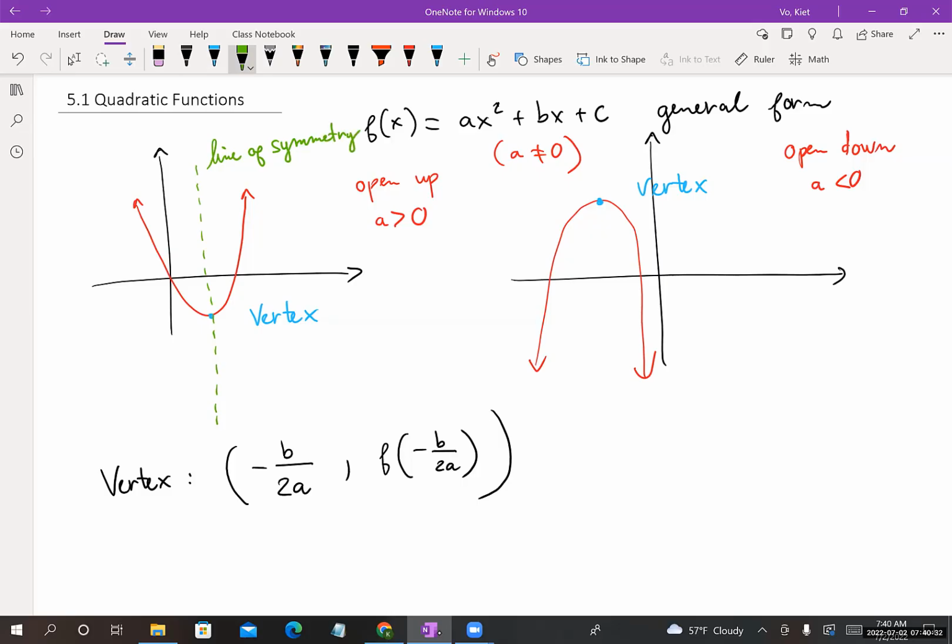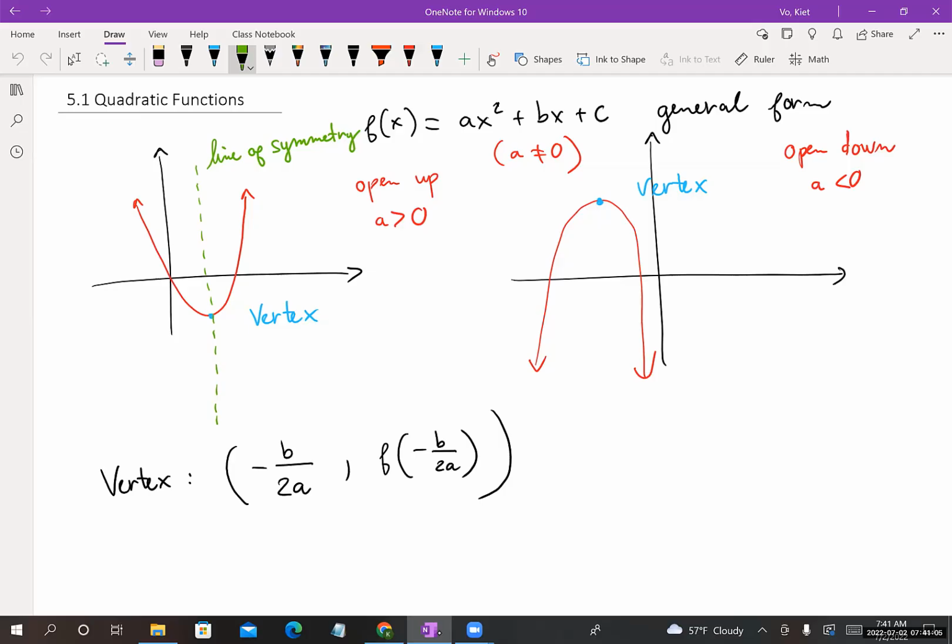Okay. So this line of symmetry is where the parabola is symmetric with respect to this line. Because imagine if you could fold this parabola over the line of symmetry, they would fit exactly on top of each other. Okay, so this line of symmetry has an equation.